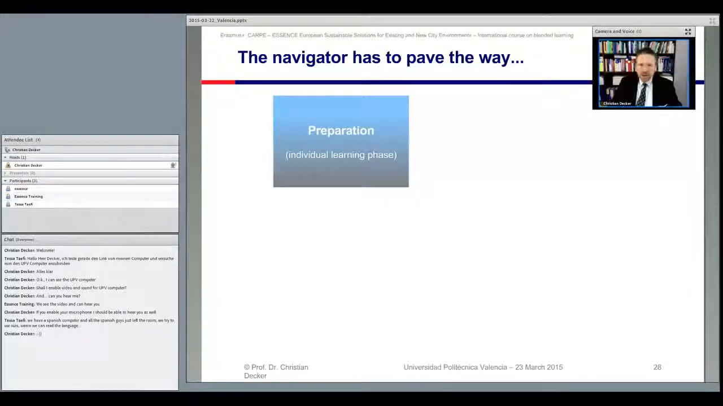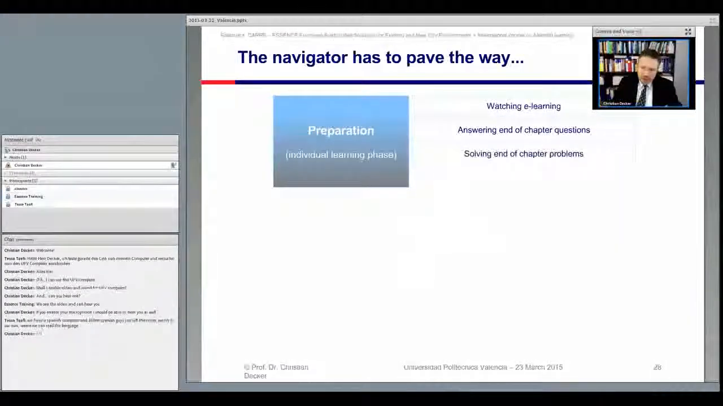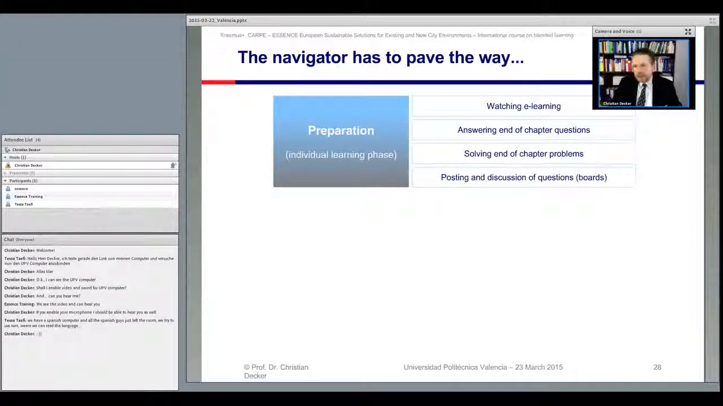That means if it comes to the individual learning phase at home, if it comes to preparation, you have to make sure that the students work with the material in the right way. So you have to tell them that first of all, they have to watch the e-learning, that they have to answer end of chapter questions, that they should solve end of chapter problems, and that they should post and discuss their questions on the boards available in the learning management system. And that's what we talked about earlier. Now, this is the preparation.